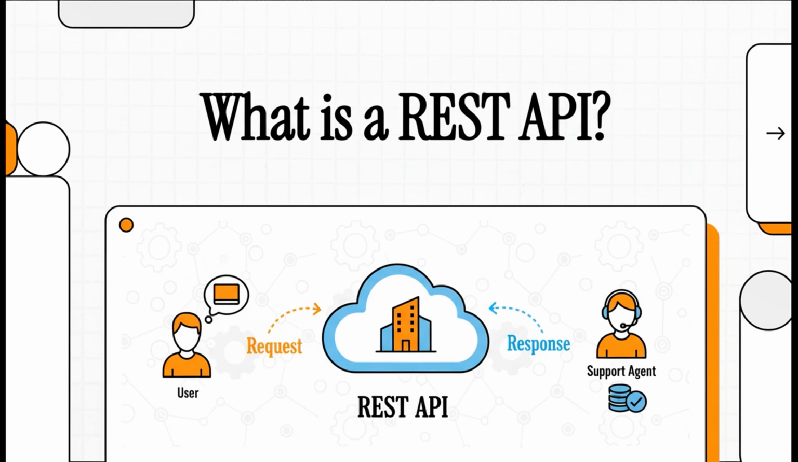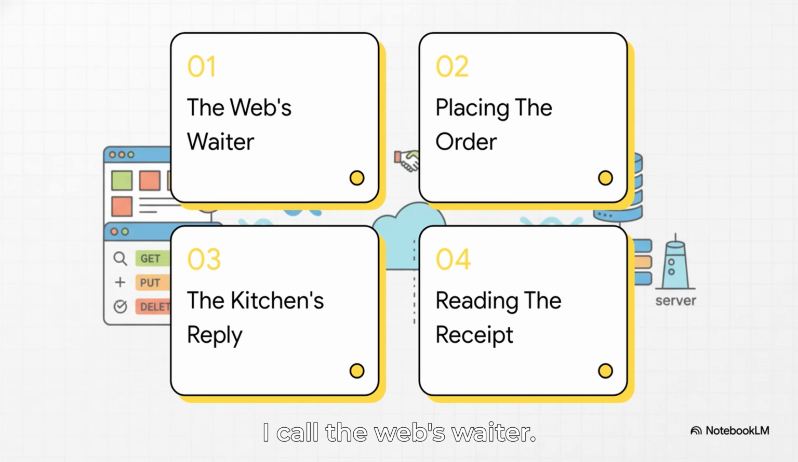So here's our game plan. We're going to cover 4 simple things. First, an easy analogy I call the web's waiter. Then we'll talk about placing the order, followed by the kitchen's reply. And finally, the really cool part, reading the receipt, where you get to see it all for yourself. It's a super simple way to understand how the web works.